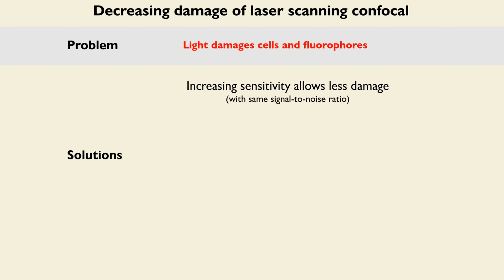So what can we do? Again, solving one problem can help you solve another. If we increase sensitivity, that will allow us to have less damage because we will be able to put in less light, knowing that we more efficiently use the light that comes out as fluorescence, as emission photons. So we preserve our signal to noise ratio with less light put in. So again, solving one problem helps with others.